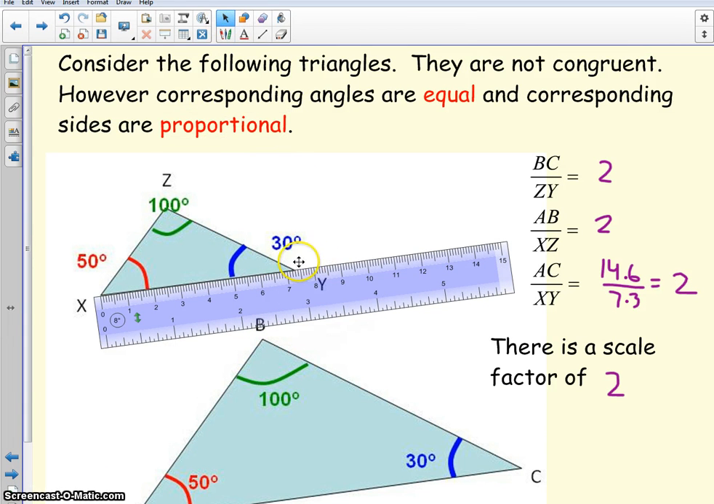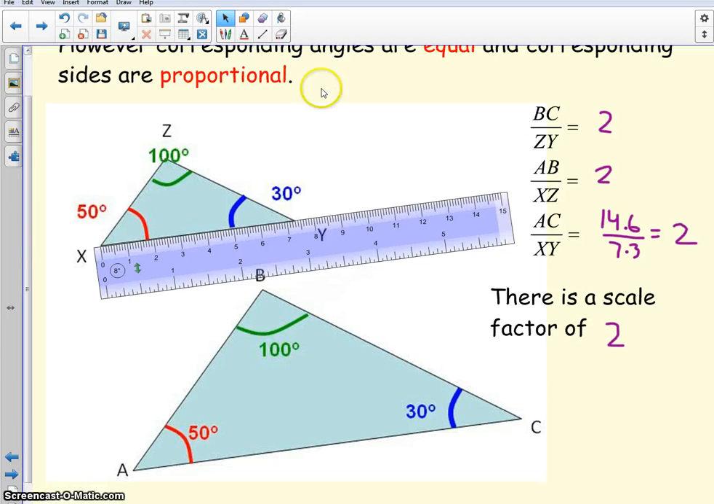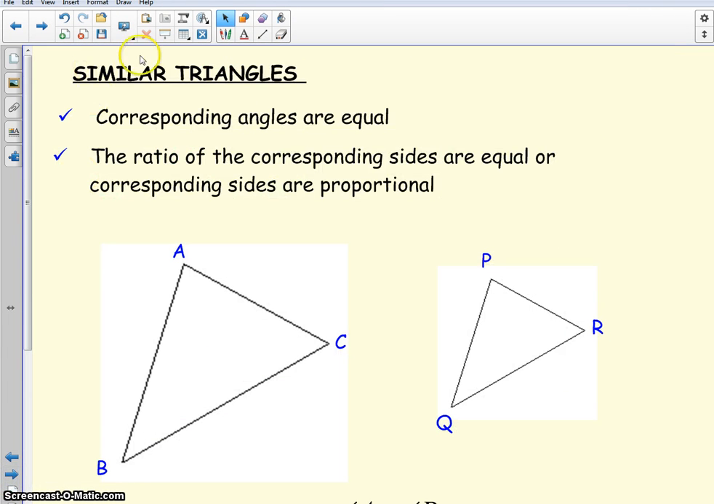Okay, so that's what's going on with these two triangles. While these two triangles are not congruent, we do have a special name for them when these relationships exist between them, and that is that they're called similar triangles. With any similar triangles, any corresponding angles between the two triangles are the same, and the ratio of the corresponding sides will be equal, or you can say the corresponding sides are proportional to each other.